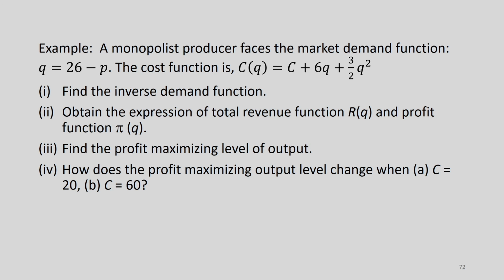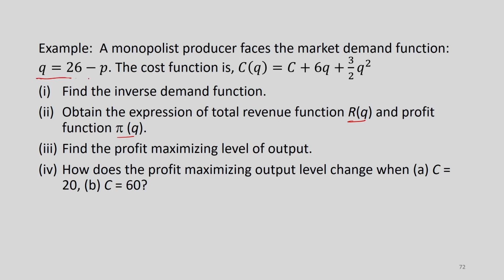Find the inverse demand function, obtain the expression of total revenue function R of Q and profit function pi of Q, find the profit maximizing level of output. How does the profit maximizing output level change when c is equal to 20 and c is equal to 60? Okay, the first three parts should not be difficult, the last part could be a little bit tricky, we have to look into that. So, first we have to find out the inverse demand function.